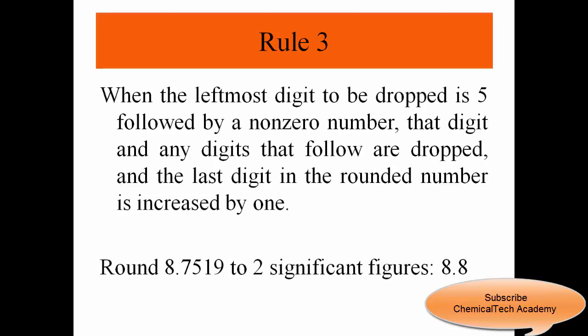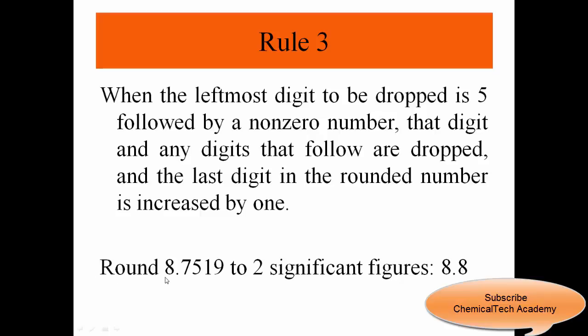Rule number 3. So far we saw what happens if the digit is less than 5 and greater than 5. Now rules number 3 and 4 belong to the condition where that digit is equal to 5. So when the leftmost digit to be dropped is 5 followed by a non-zero number, that digit and any digits that follow are dropped, and the last digit in the rounded number is increased by 1.